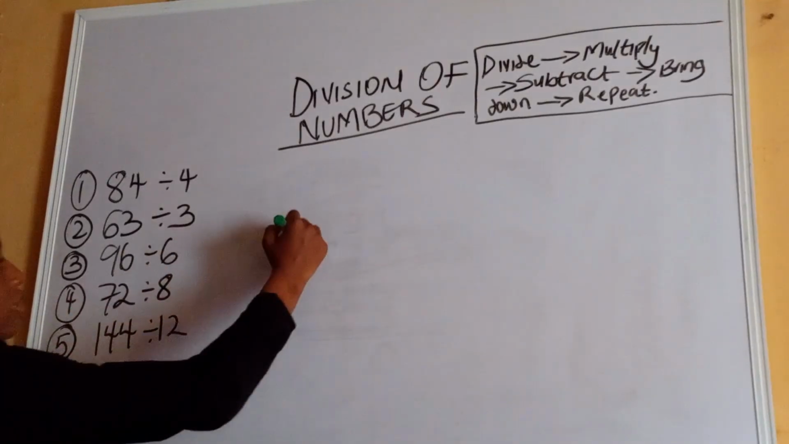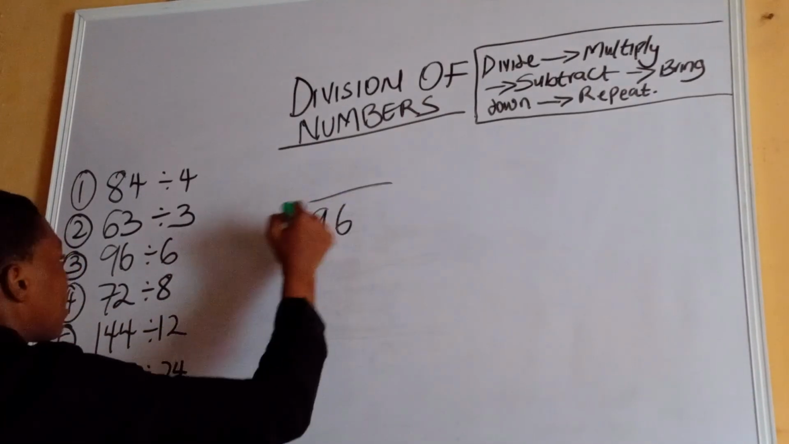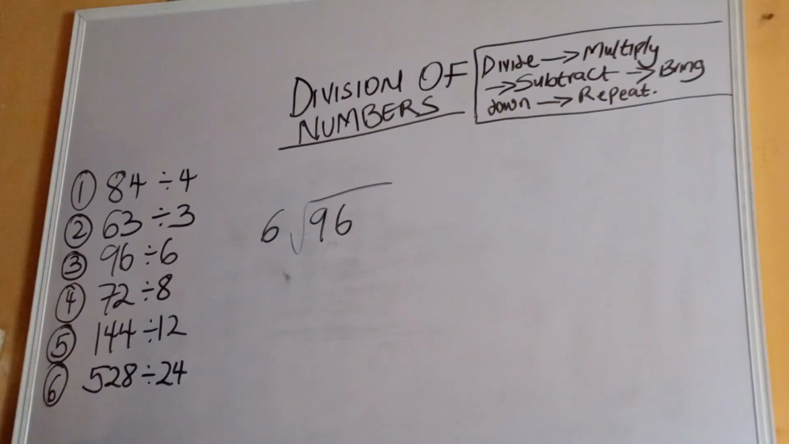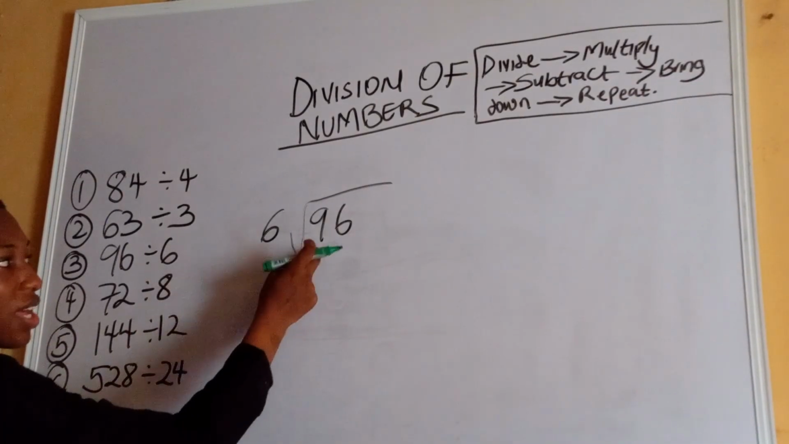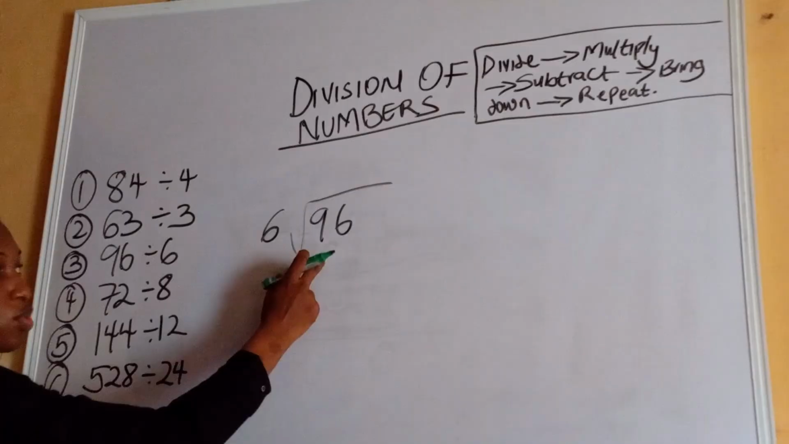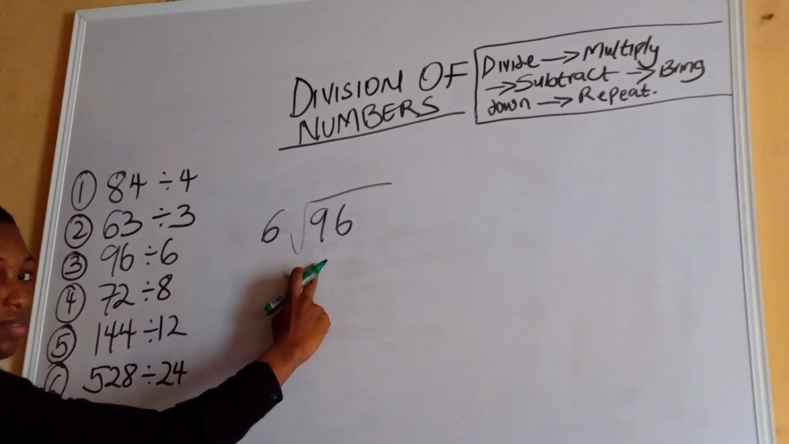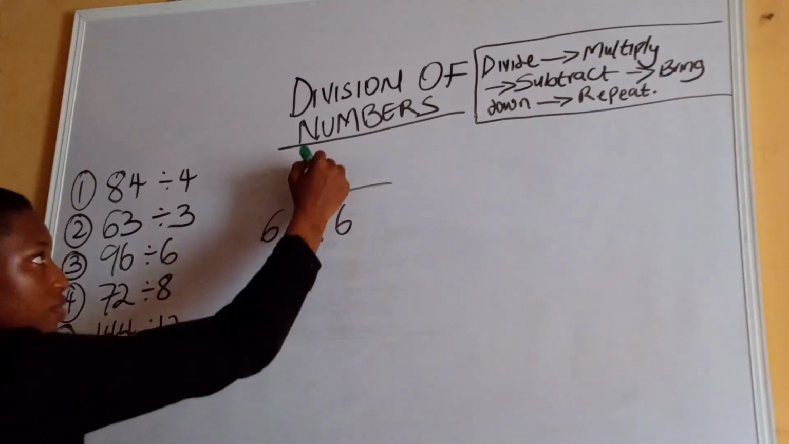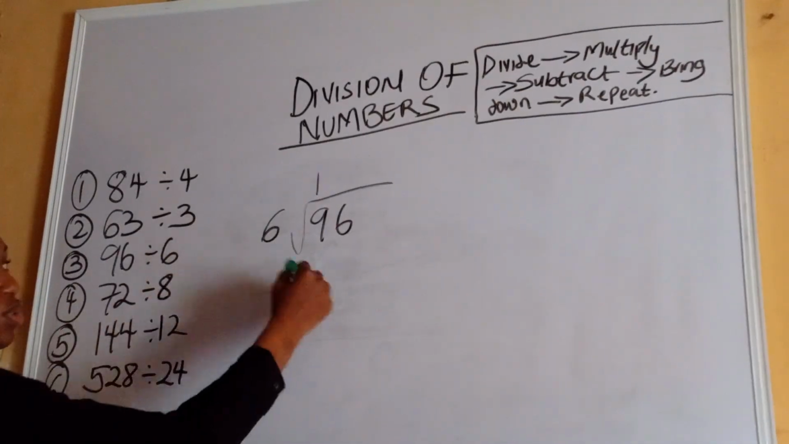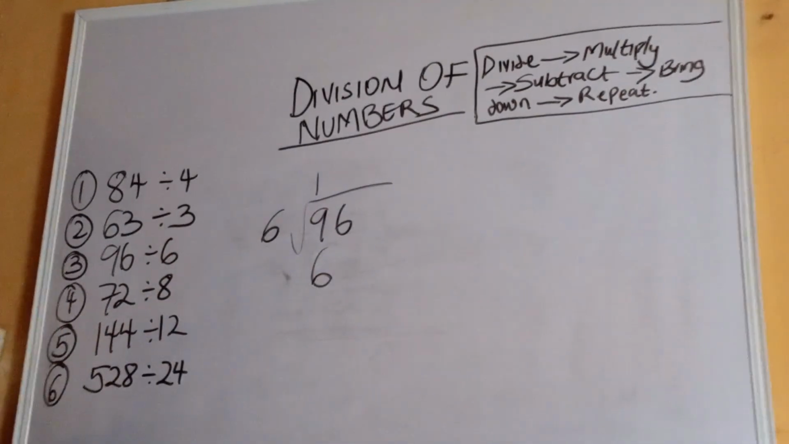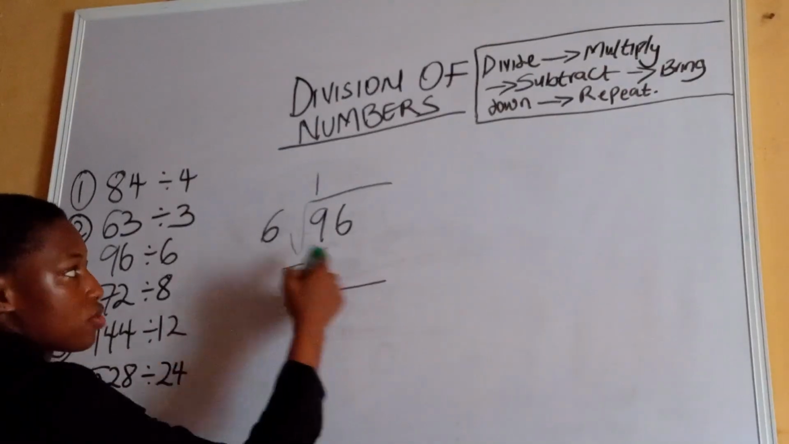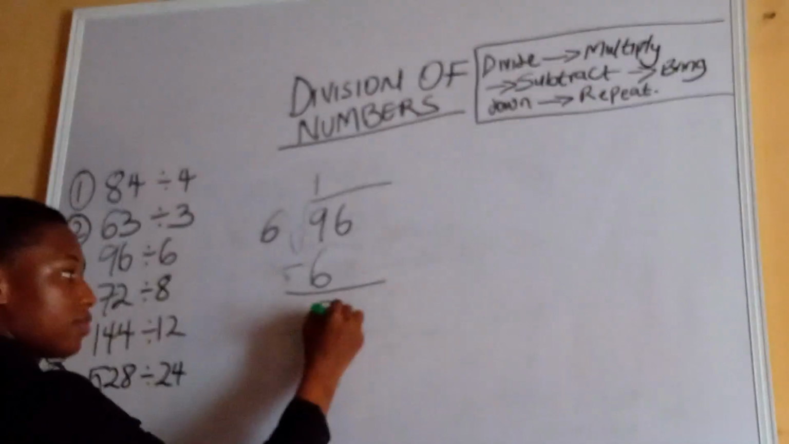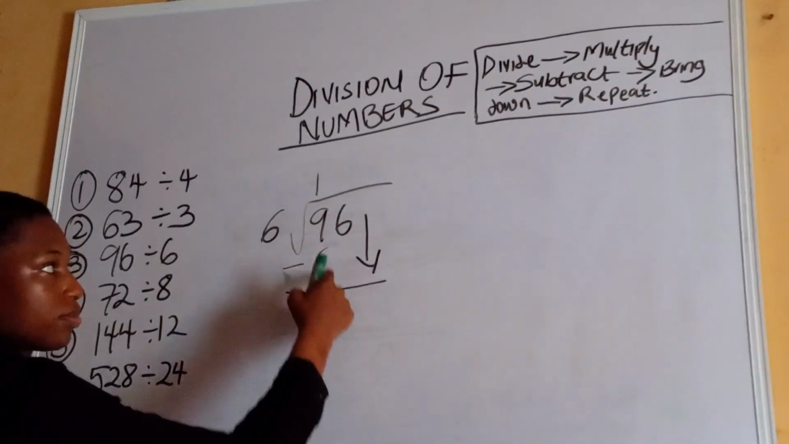So for 3, we have here 96 divided by 6. So you look at it carefully. How many 6 can you get from 9? 6 times 1 is 6. 6 times 2 is 12. That's too much. So you can only get 1 6 from 9. 6 times 1 is what? 6. You put 6. Now you subtract. So 9 minus 6 is what? 3. Then you bring this 6 down.